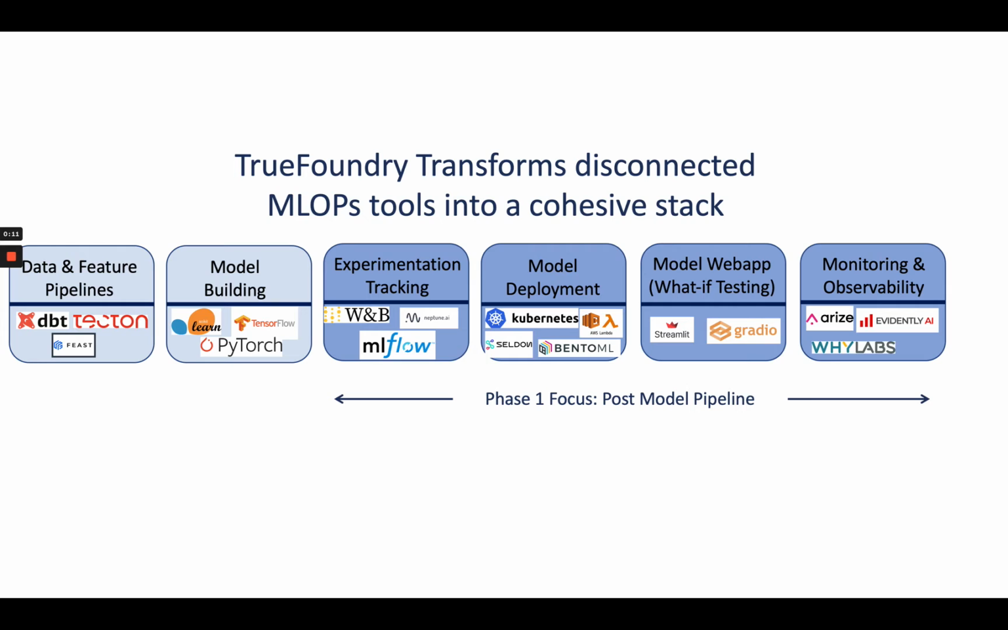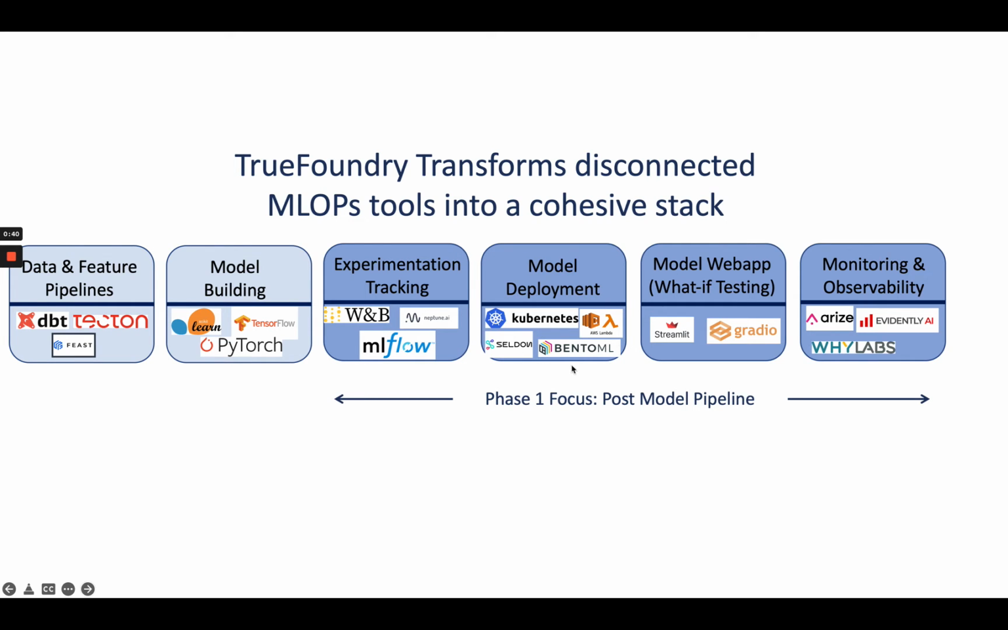Just as a reminder, TrueFoundry is solving the post-model pipeline for the user where they can go from experimentation to production within less than 15 minutes while following the best engineering practices like auto-scaling, versioning, and monitoring. We are building 4 specific parts of the MLOps pipeline, which is experiment tracking. That is a tool that people use to track all their experiments when they are training the model so that all these experiments are reproducible.